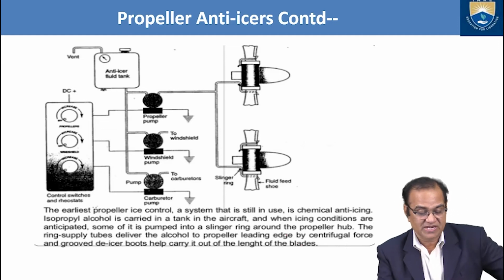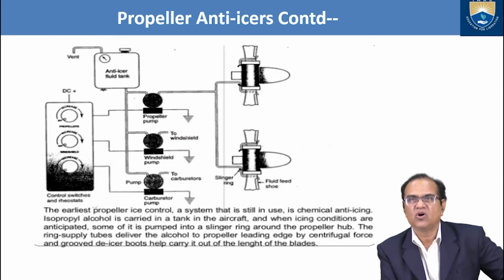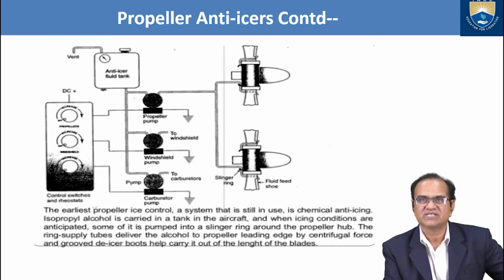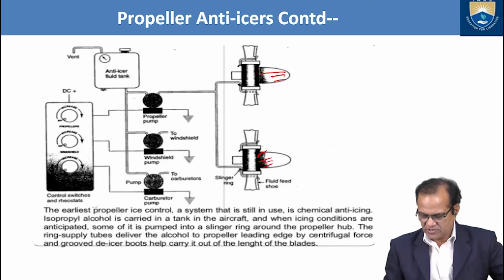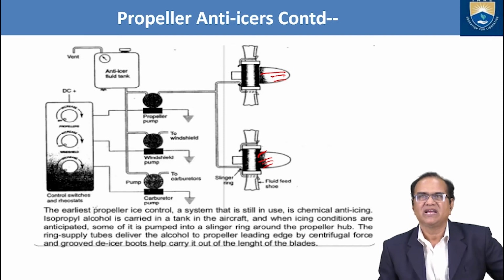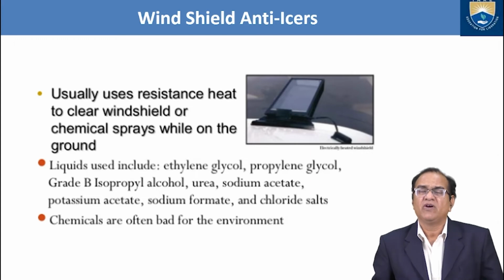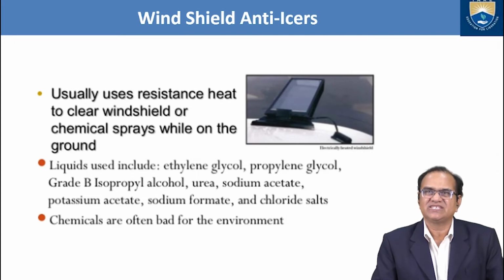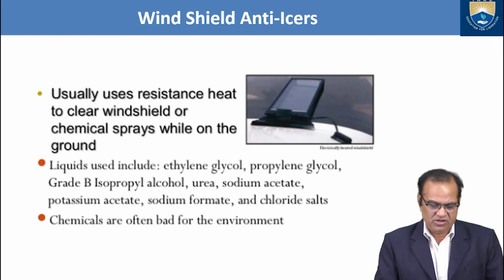So in this system, we carry the alcohol in a tank, and from here it goes to the propeller pump, and it will be given to the ring. Due to the rotation, it will be sprayed inside the zone. So this alcohol will help to prevent ice formation.